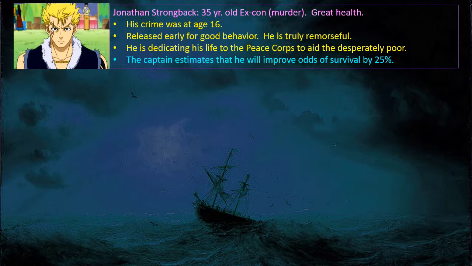He was traveling on the USS Tragic Irony on his way to join the Peace Corps, where he wished to dedicate the rest of his life to helping house, clothe, feed, and otherwise aid desperately poor people around the world. Jonathan isn't educated since he was put into the system before finishing high school, but he is a hard worker and physically fit. Captain Mallory estimates that his physical abilities will give those on the lifeboat a 25% greater chance of survival if they make it to land, where strength and skill with his hands will be needed.